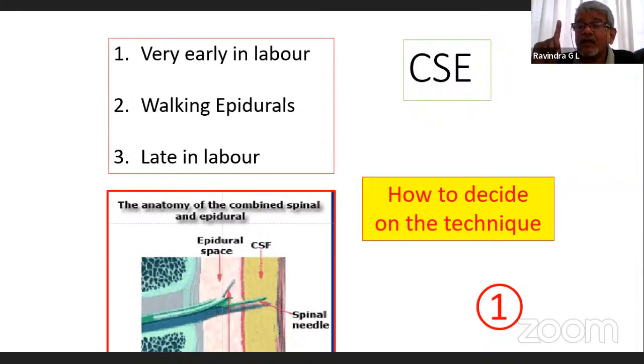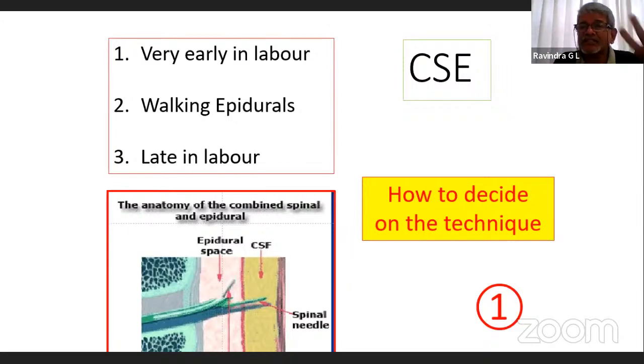Bupivacaine heavy 10 to 12.5 milligrams is for cesarean section. Now, what I am giving is 1 to 1.5 milligram only, a very small dose, with about 10 mics of fentanyl or 15 mics of fentanyl. And that puts the patient into comfort first. The patient becomes pain-free. Now she will be very cooperative. I place an epidural catheter and I continue the analgesia once the spinal effect wears off.